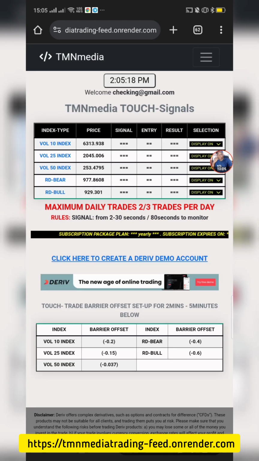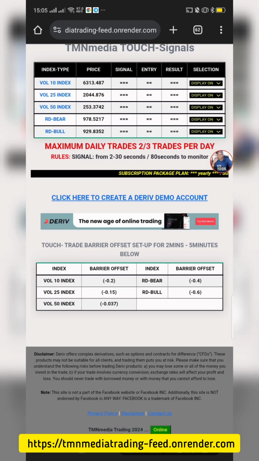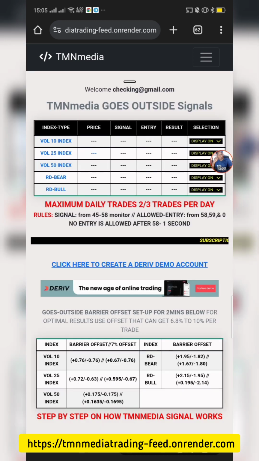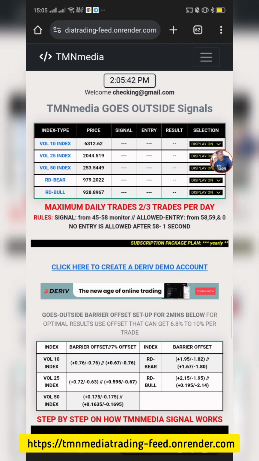Now, this is for touch. Okay, this is for touch trade. It's the same. The only difference is that for touch, the signals are fewer because it's just one direction, sell. This has always been the signal that has been available for so long. So it's just one directional. Now you also have the goes outside, which is the one I just traded.